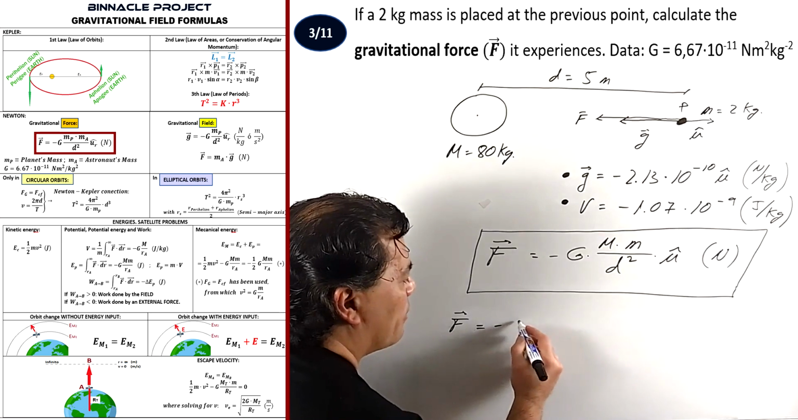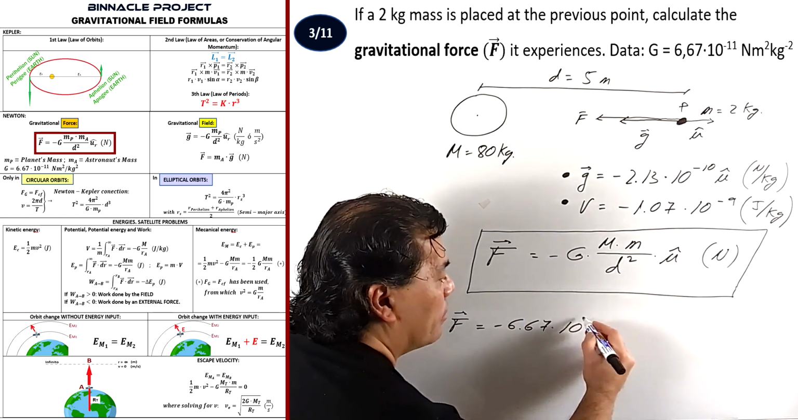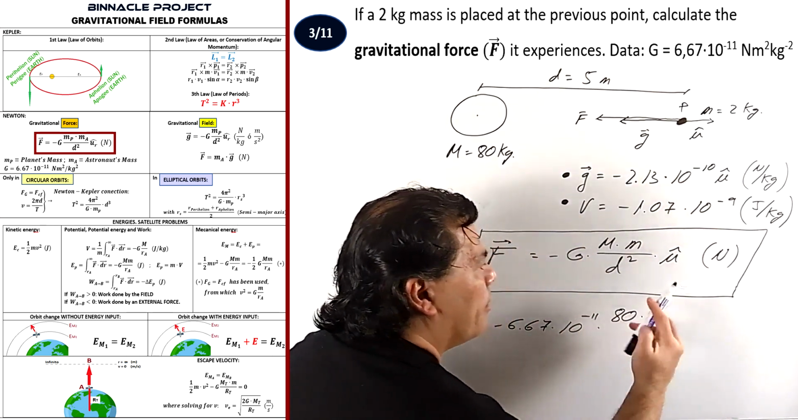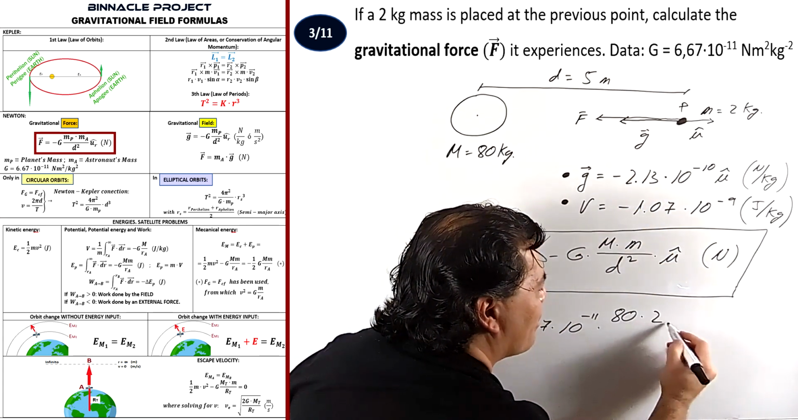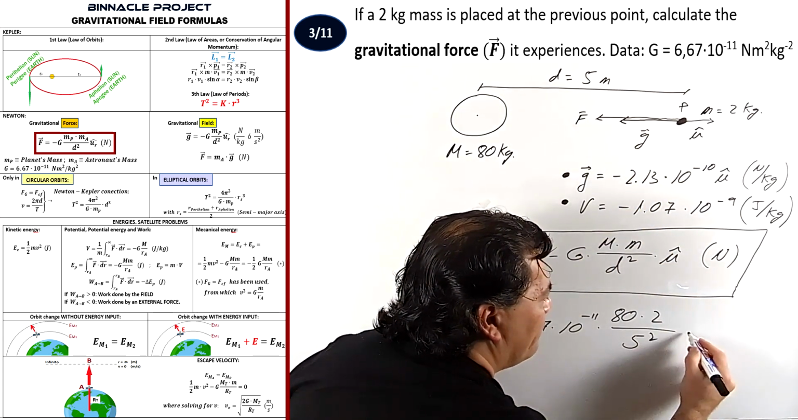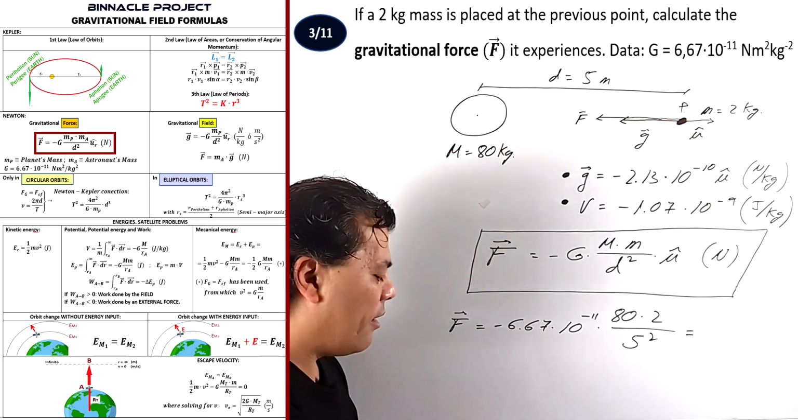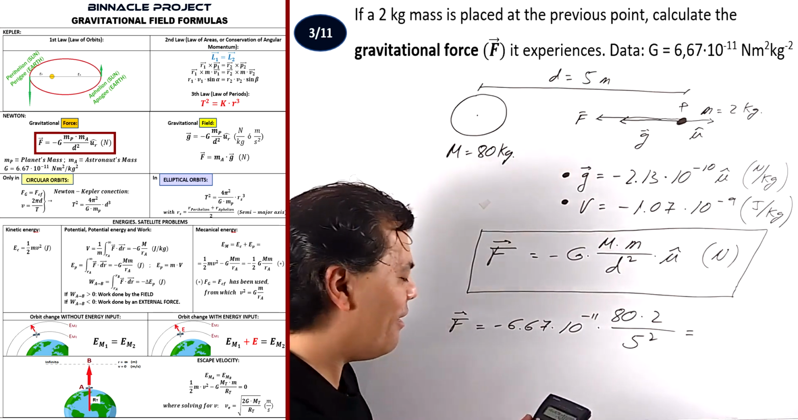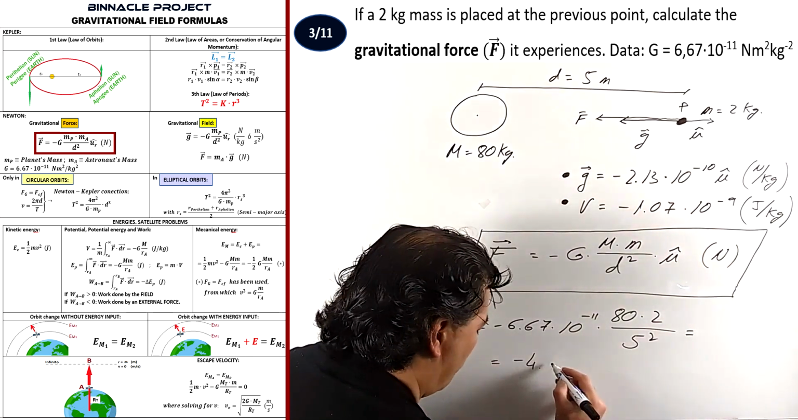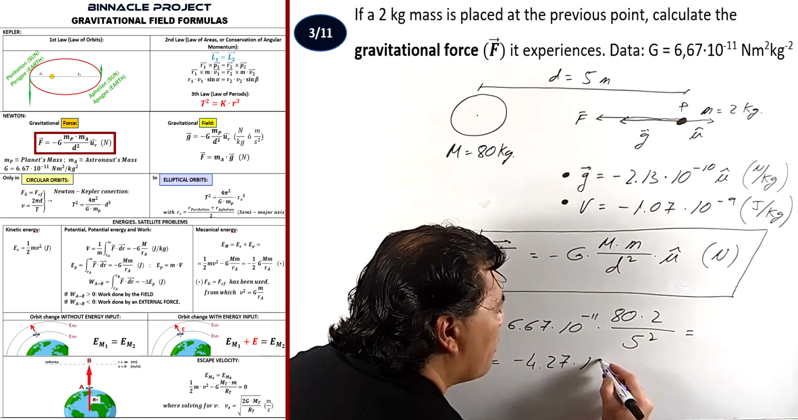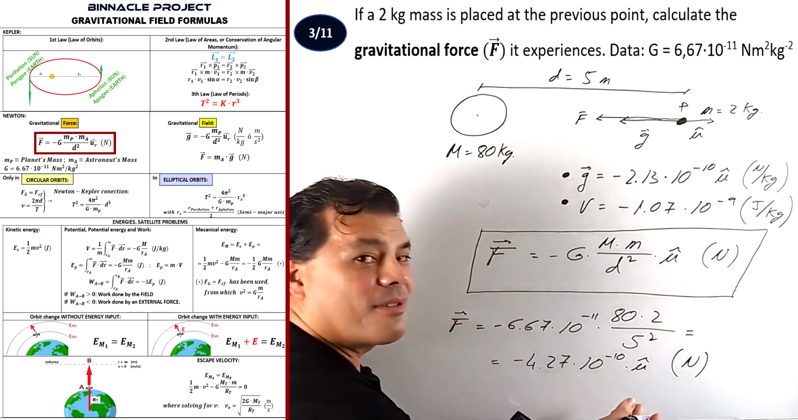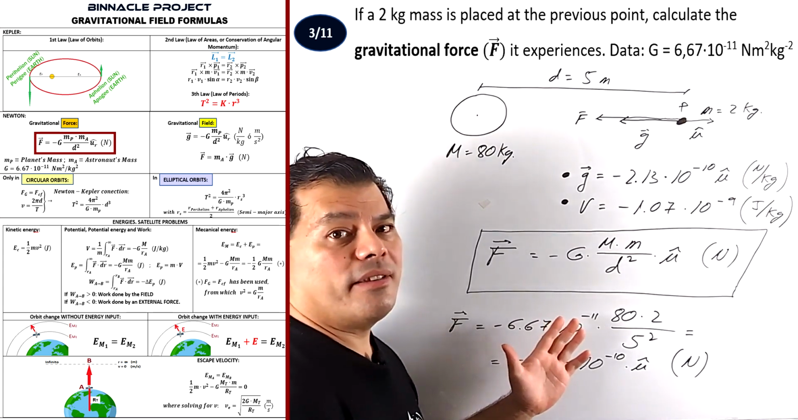It's negative 6.67 times 10 to the negative 11, multiplying the creating mass, 80 kilograms, multiplying the suffering mass, our 2 kilograms, divided by the distance to the square. Let's use our calculator and we are obtaining negative 6.67 times 10 to the negative 11, multiplying 80, multiplying 2 and divided by 25, and we are obtaining negative 4.27 approximately times 10 to the negative 10 unit vector and in newtons. Okay?